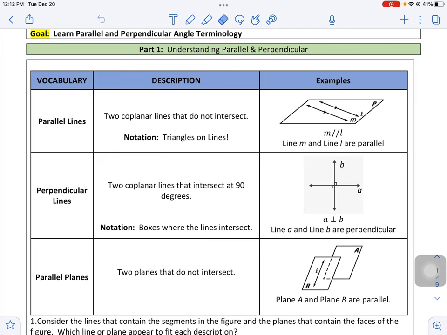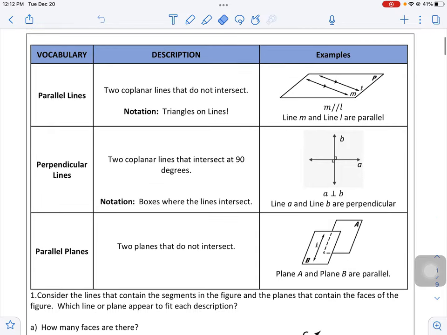These are the Chapter 3, 3.1 video notes. So we're going to talk about parallel lines first. Parallel lines are two coplanar lines that don't intersect. Basically, they're just two lines that don't intersect.